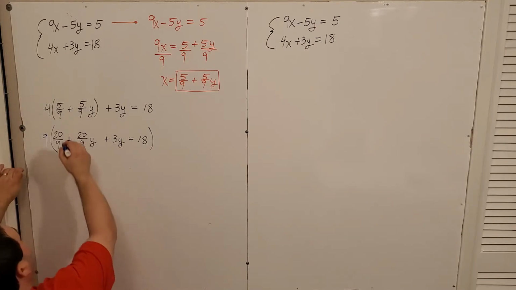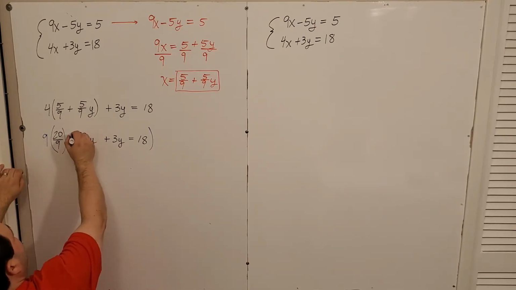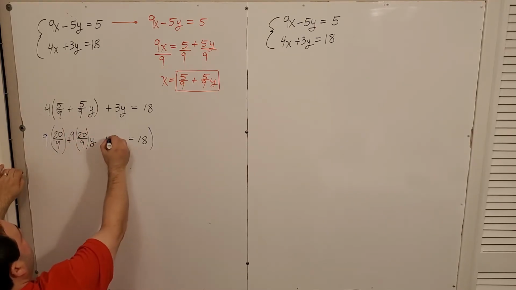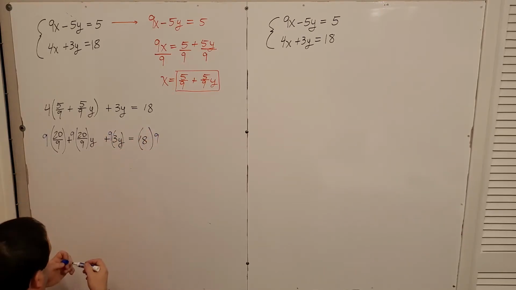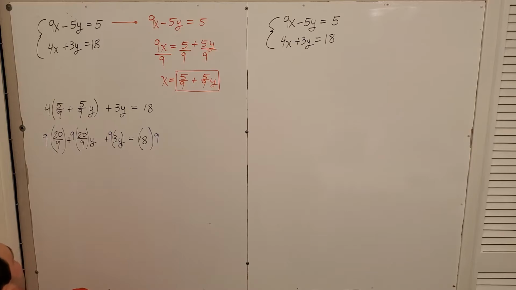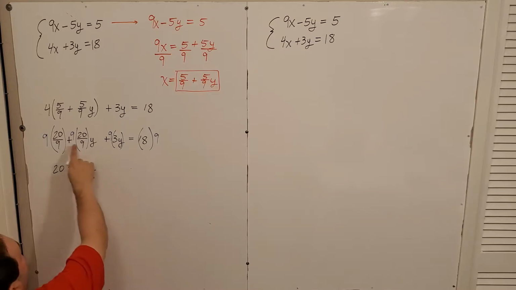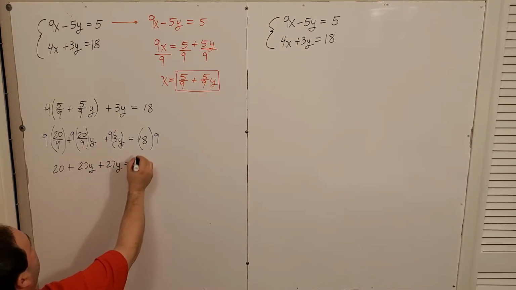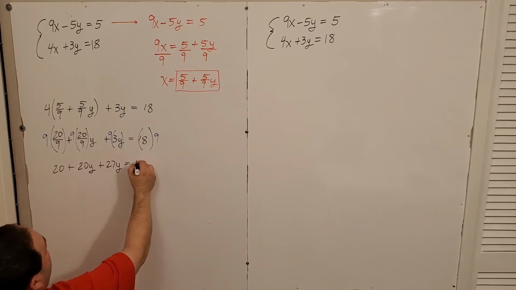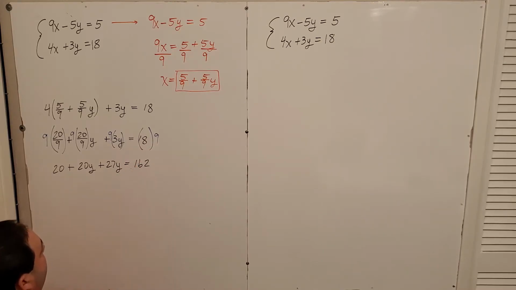All right. Let's do it individually. Times 9, times 9, and times 9. Okay? So what does that leave me with? I have 9 over 9 is 1, so I have 20. Same thing, 20 with a y. 9 times 3 is 27. And 18 times 9 is 162.